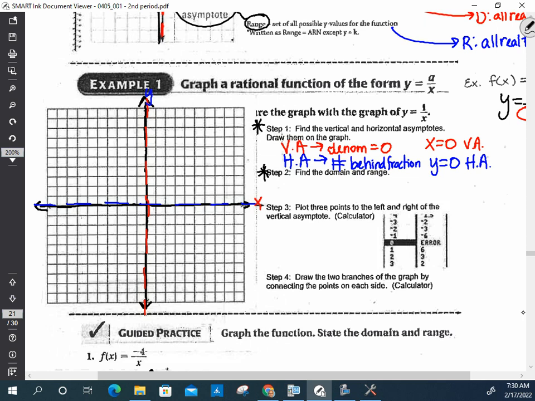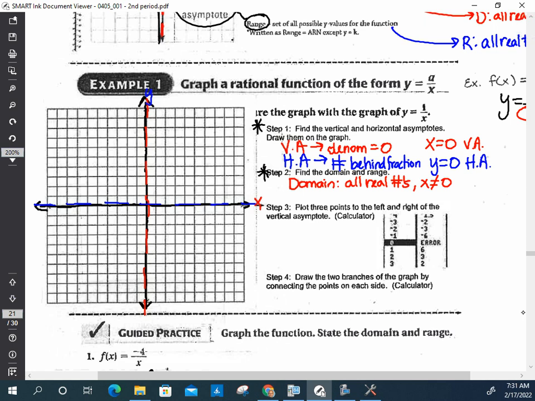So remember, your domain is based off of the vertical asymptote. Since the vertical asymptote was in red, I'm putting the domain in red. So your domain is all real numbers, comma, x cannot equal 0.